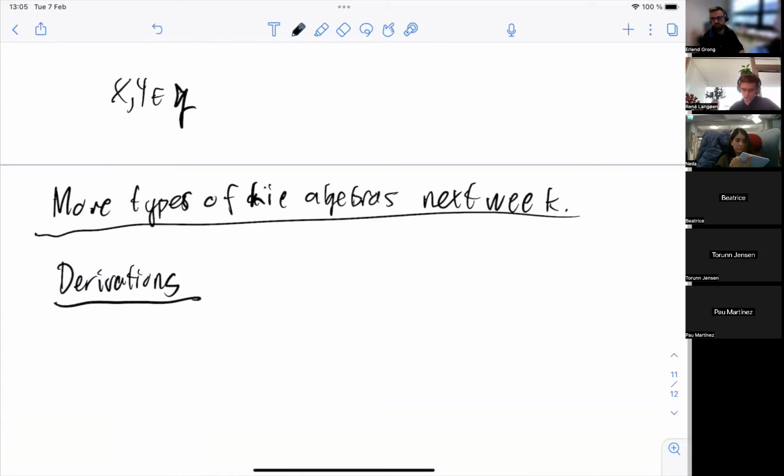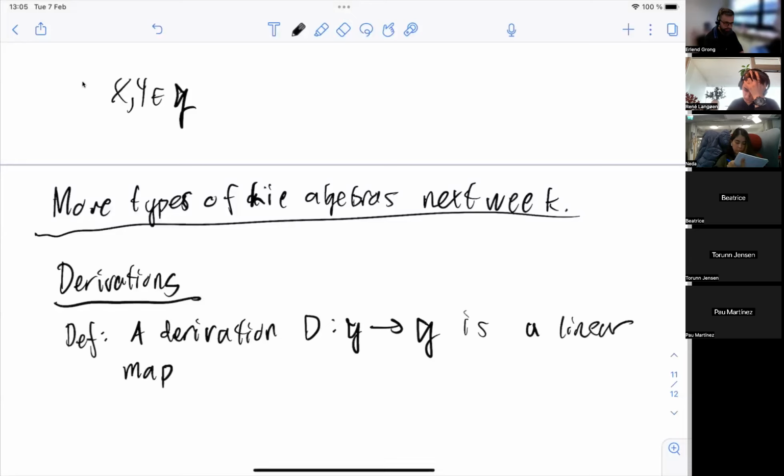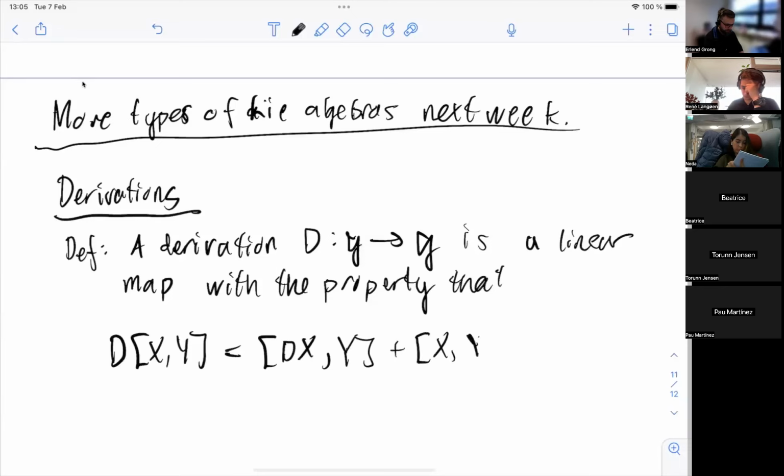So I'll spend the last 4 minutes talking about derivations, because I sort of skipped over that. And since we have a little bit of time, I just want to talk about what a derivation is. So definition, a derivation from a Lie algebra to itself is a linear map d with the property that d of the bracket of x, y is equal to the bracket of d of x and y plus the bracket of x and d of y.